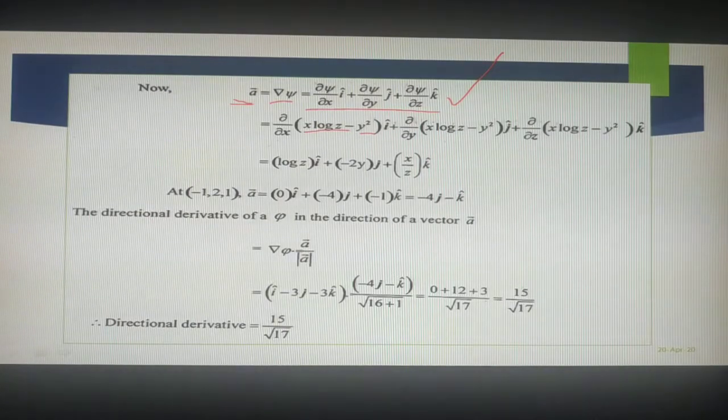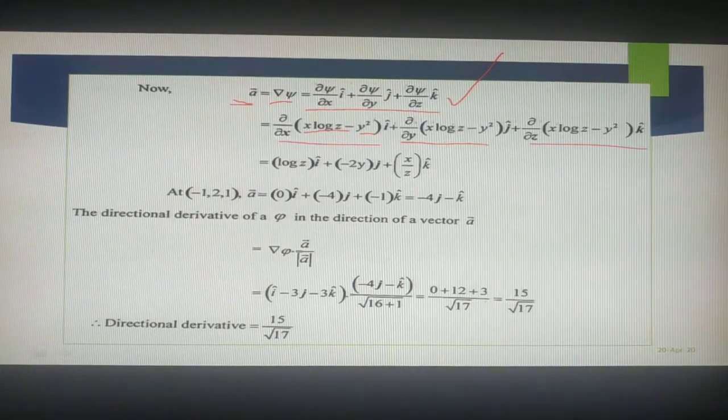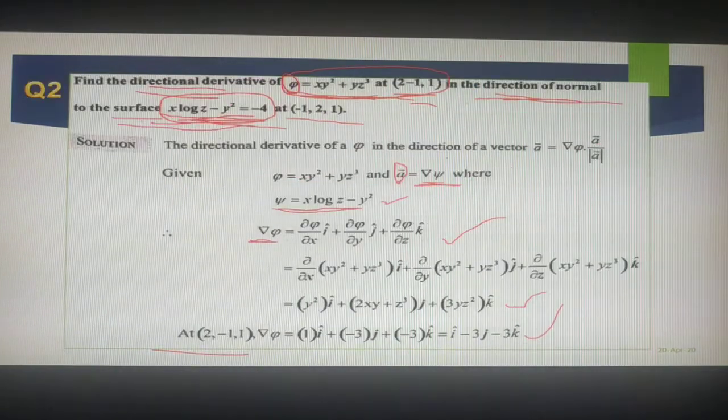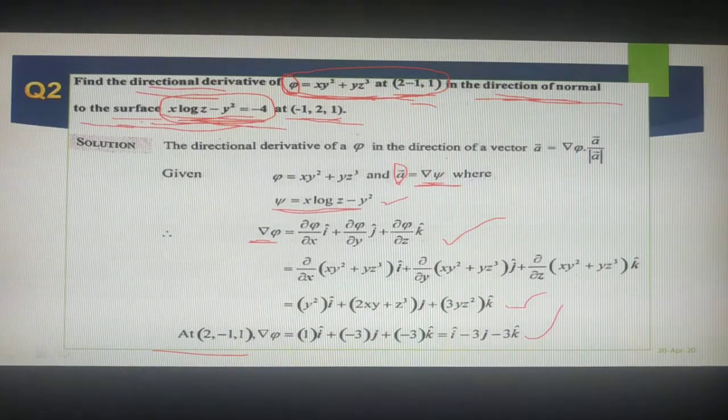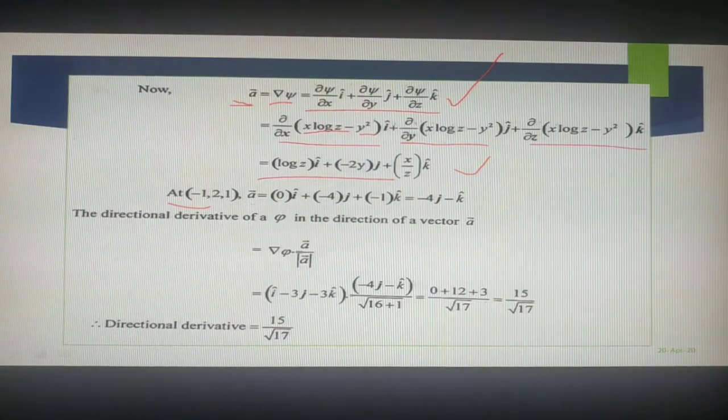And we are doing this first part with respect to x, second part with respect to y, third part with respect to z, partial differentiation. And of course after simplification we got this, and the normal to the surface also at some point we have to find out, that is (-1, 1). So I will get at (-2, 1). When I substituted, I got the vector a.